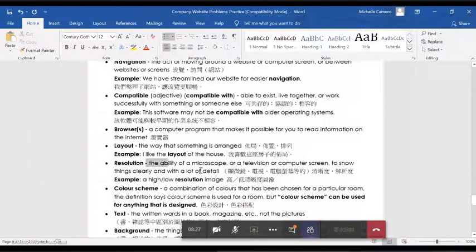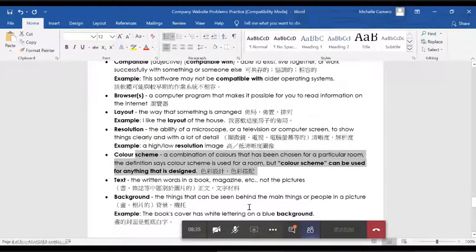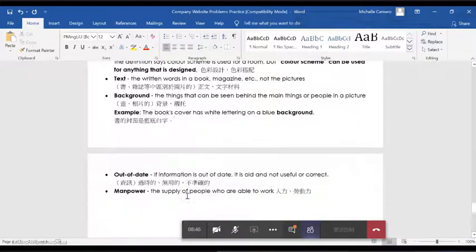We've got the word resolution. This is how clear something is when you look at it. Again, we've got an example. We've got color scheme, okay? And then we've got text, which are the words. We've got background, and I give you an example, okay? Because the background can sometimes affect how easy it is to read something. We've got out of date, okay? And then we've got manpower, which I guess really you should call it human power. All right, let's begin now.